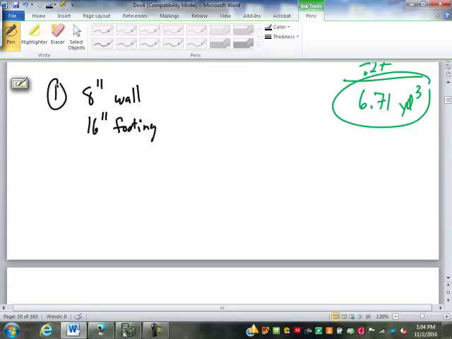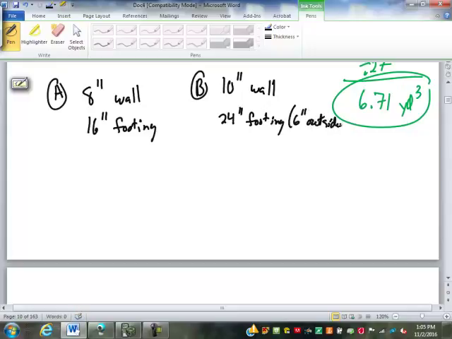That's actually, I should label that A, not 1. For B, it says 10-inch wall. I'm going to have you bump that up to a 24-inch footing just to make it easier on you. 6 inches outside the wall. So that one's going to be just like the one we just did. For C, it says 10-inch wall. So same thing I just said for B. 24-inch footing, 6 inches outside, the rest in.